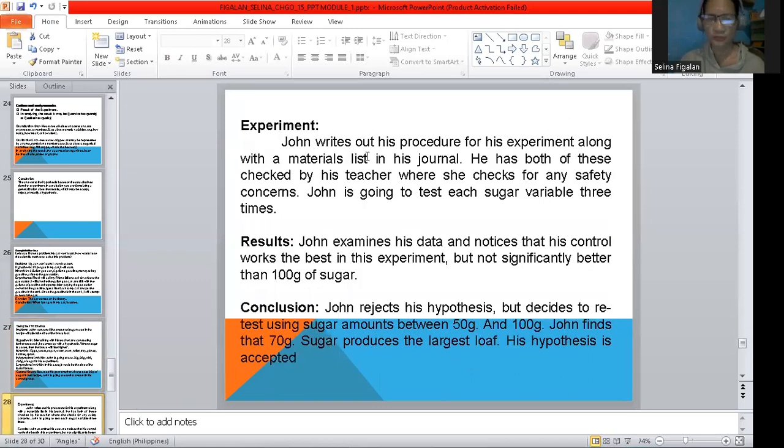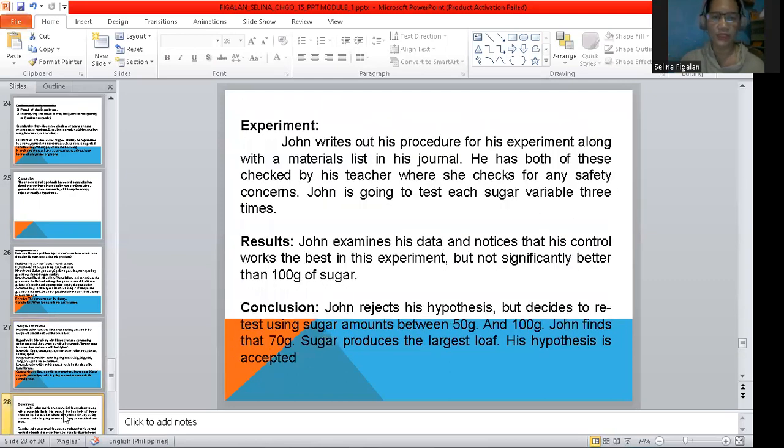Okay. Number 2, experiment. John writes out his procedure for his experiment along with the materials list in his journal. For any safety concerns, John is going to test each sugar variable 3 times. So, ang ginawa ni John daw ay mag-experiment siya ng 3 beses. Okay, results. John examines his data and notices that his control works the best in the experiment. Ito yung experiment na ginawa pala with this problem.